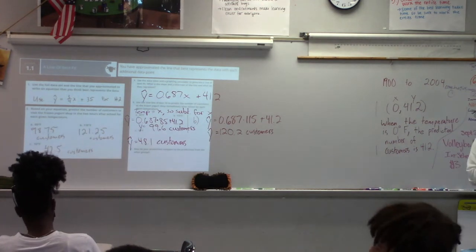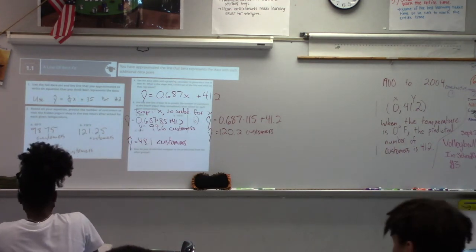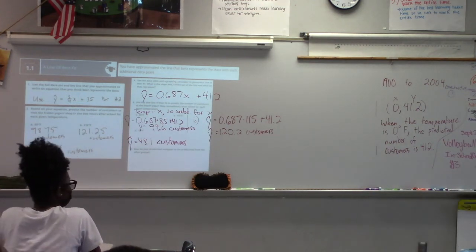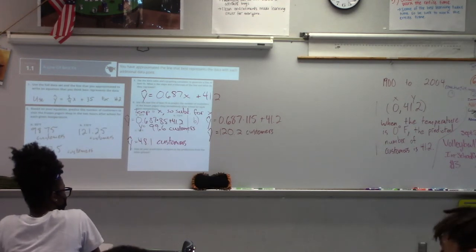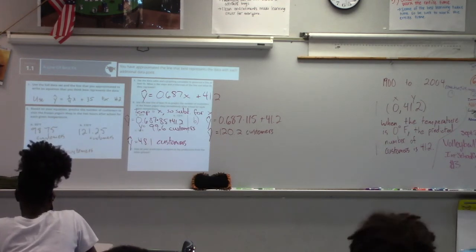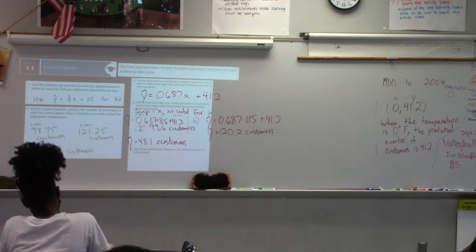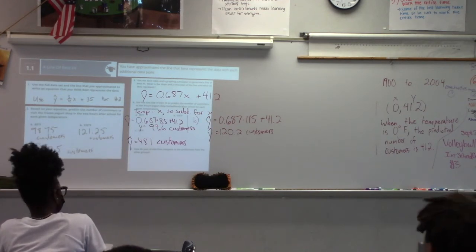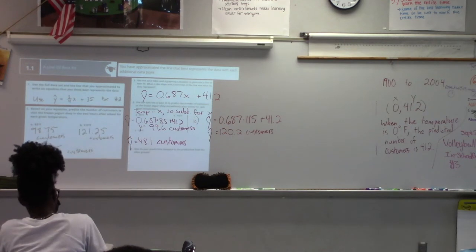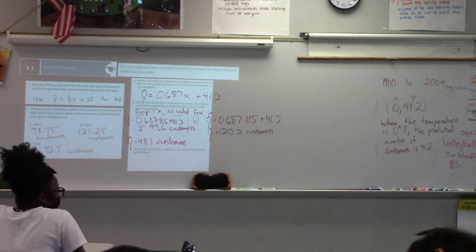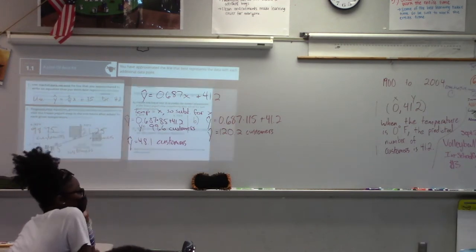Which prediction line? Least squares regression line, right? Remember when we use that least squares regression line, we're using the best trend line. It's also called a line of best fit. A line of best fit is the best trend line is the least squares regression line.